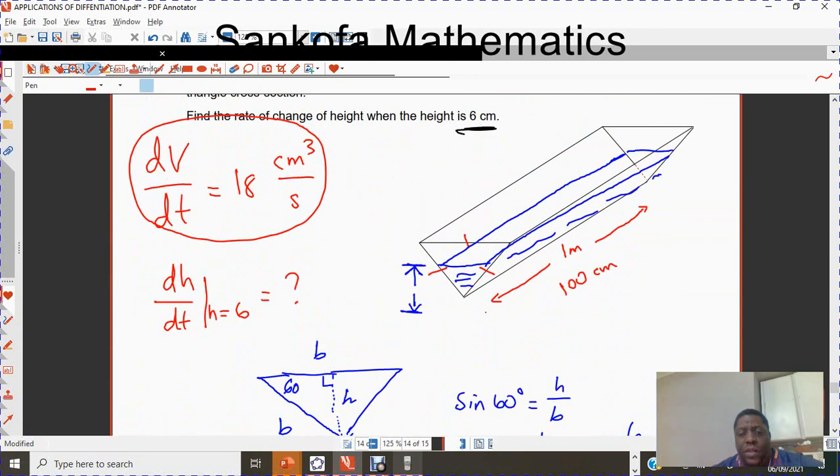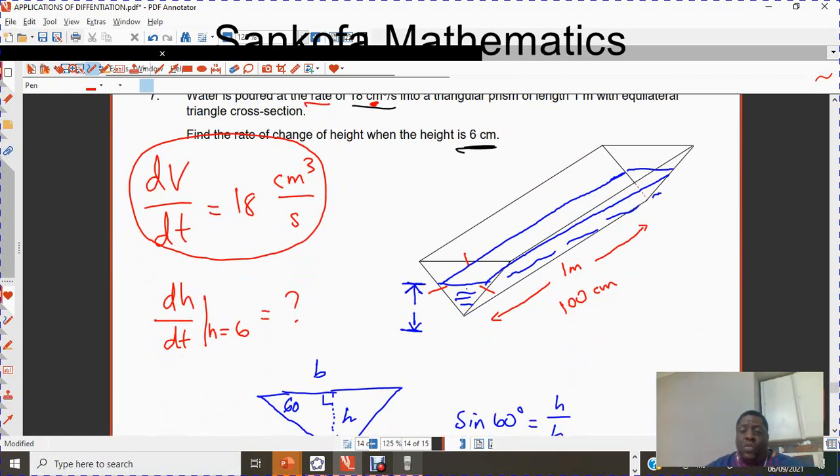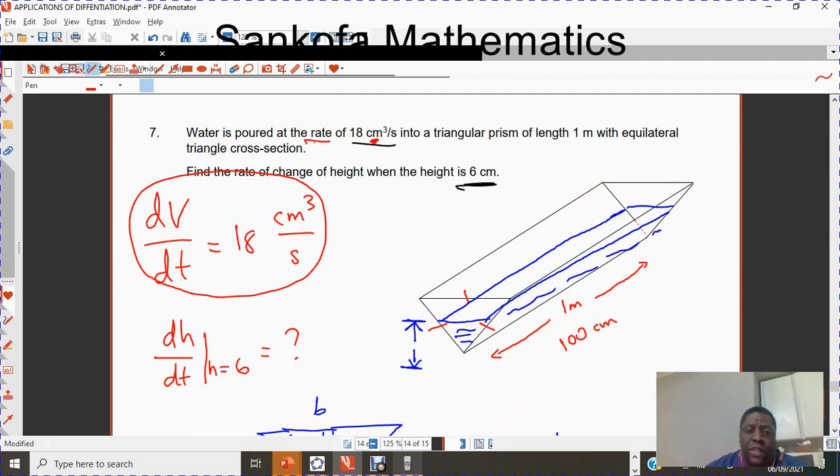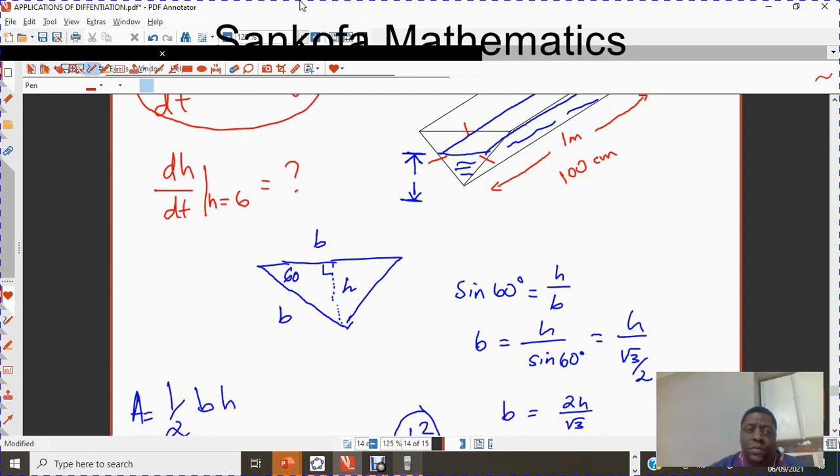So again, look at the question. There are some trigonometry issues that you need to resolve in order for you to be able to solve this question, and then also look at what you are given. You're given the rate, so dV/dt. How do you know that is the volume? Cubic centimeters per second, divided by time. So if you look at the units, they also can guide you. I hope that all these 7 questions that I have done have at least assisted you somehow with solving questions relating to the applications of differentiation.